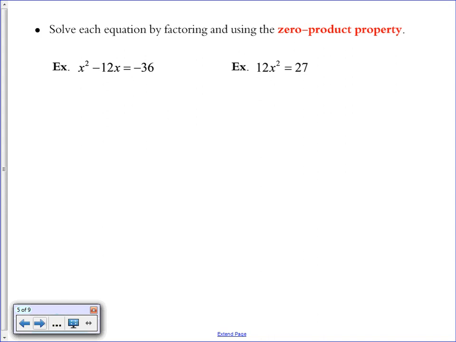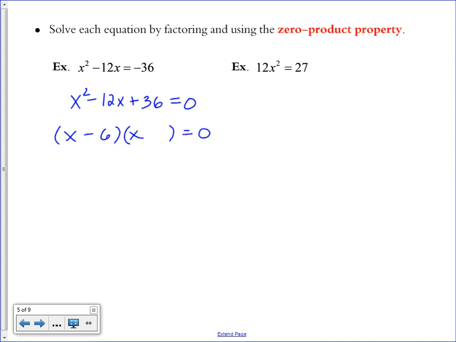Here we've got two of the special types. So when you get this to say equals 0, you may recognize that you have a perfect square trinomial, because the factors of 36 that add up to negative 12 would be negative 6 and negative 6, which means that there actually is only one solution to this equation because each of these factors leads you to the same answer, and you only need to write it once.